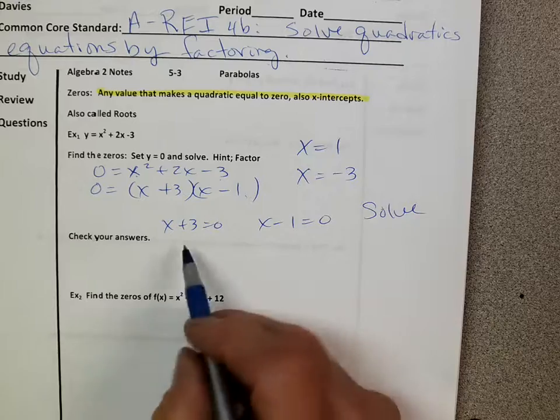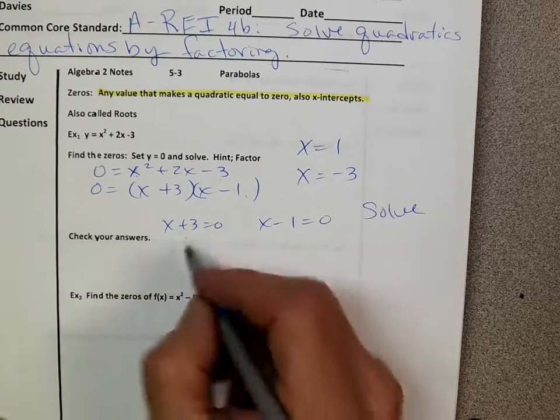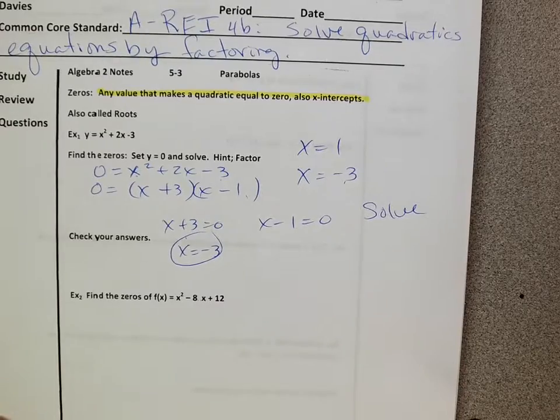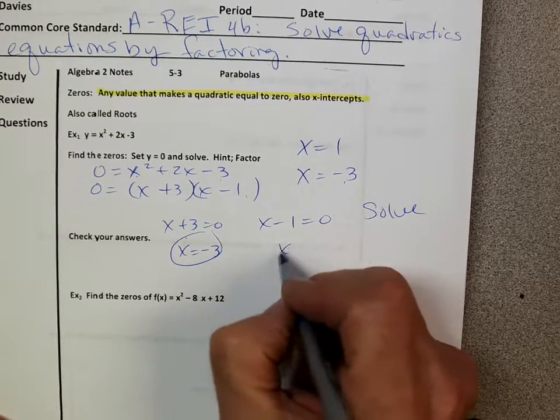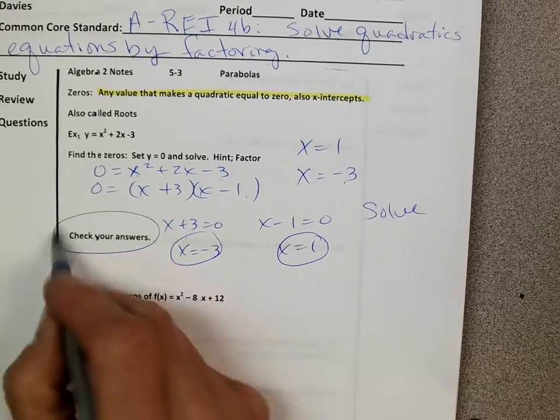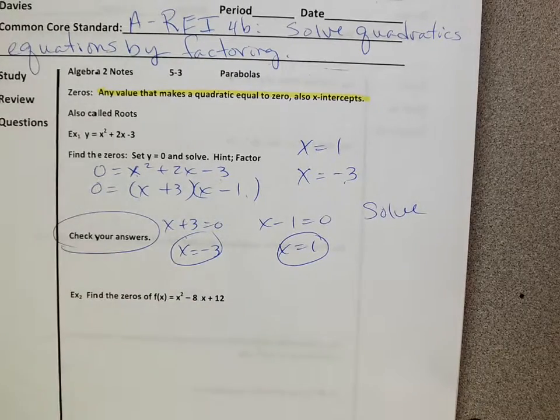Solve, subtract 3, one answer is negative 3. Hey, what do you know? I told you so, right? The other's plus 1, x equals 1. What do you know, okay? Now it says check your answers. So I'm just going to do it with my calculator. I want to show you, okay?